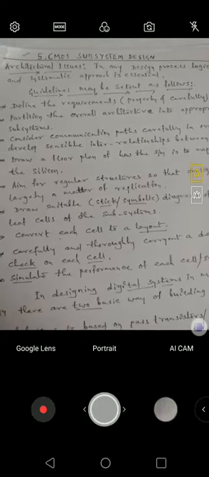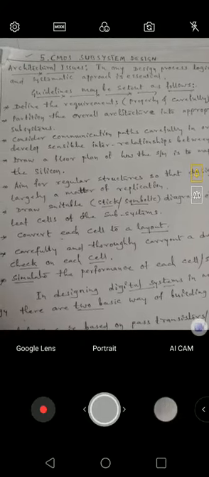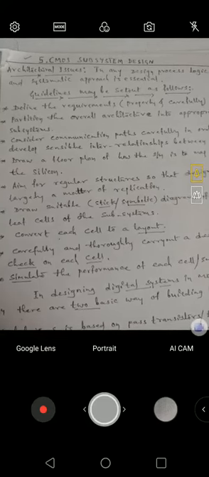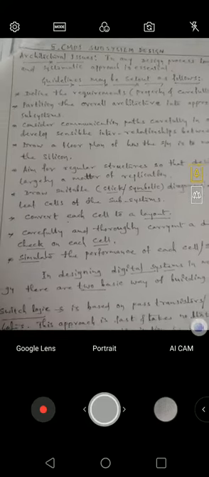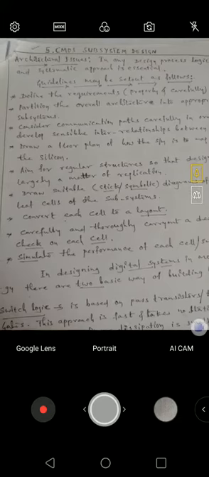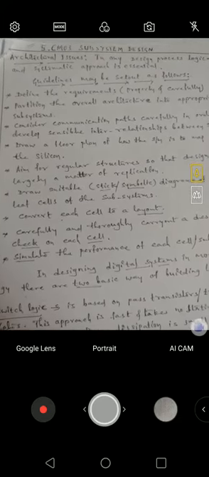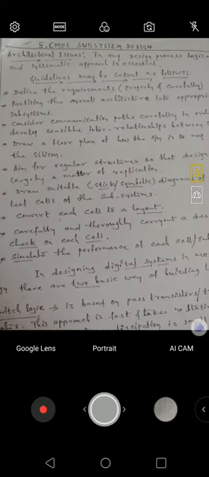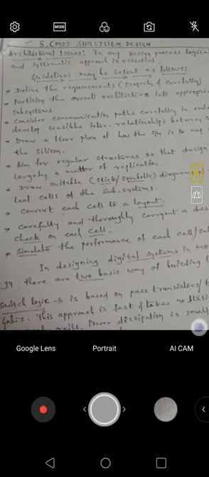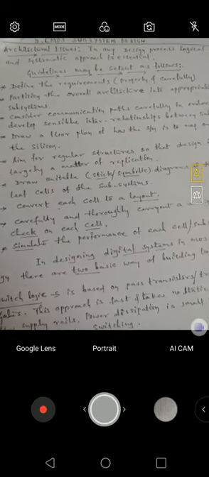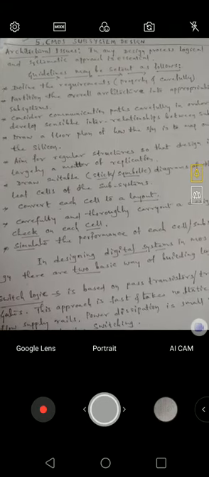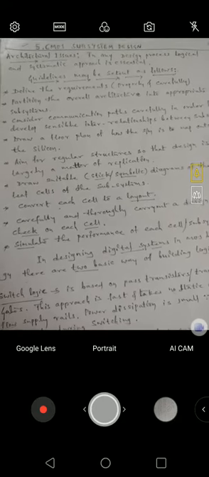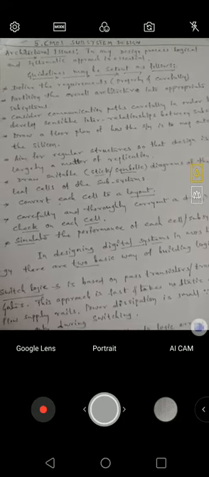Dear students, today we'll discuss CMOS subsystem design. To design any system, what are the guidelines we can follow? First one, define the requirements properly and carefully. Then, partition the overall architecture into appropriate subsystems.